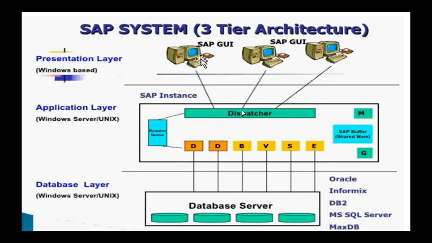The next work process is V. It is the update work process. The purpose of this update work process is to update the information into the database. Whatever information is processed in the application layer, the responsibility of updating it into the database lies with the update work process, for which V is defined. Next is the spool work process. Anything related to spooling or printing is the responsibility of the spool work process.